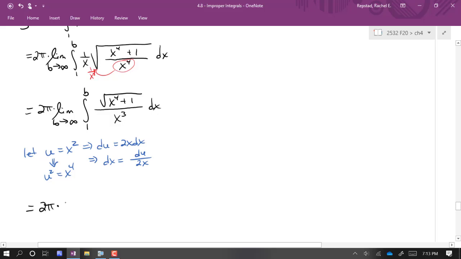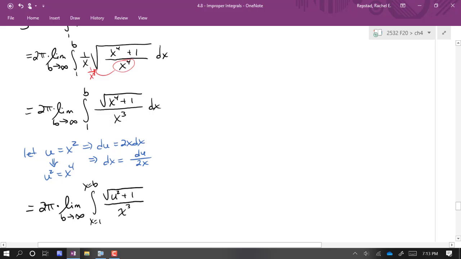So let's see what we got now. 2 pi times the limit as b approaches infinity of the integral, let's see, x equals 1 to x equals b. What we have here is the square root of u squared plus 1. Now, I'm going to do something that's going to seem weird, but I'm going to fix it right away. I'm going to mix my x's and u's in the same integral, but I'm going to fix that post haste.